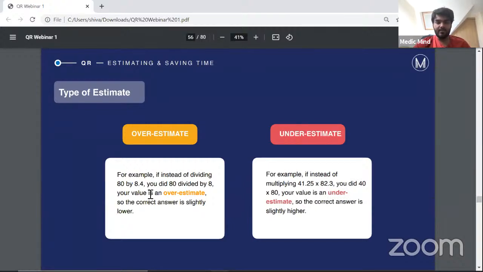And in terms of underestimation, again, if you lower the values in multiplication, like is shown over here, you do 41.25 times 82.3, and you change that to 40 times 80, you actually get a lower value. In division, it's often quite useful to really think about what you're actually doing here. In simple maths, if you increase a value, especially the lower end of the value, which is the 8 and the 8.4, then your overall answer is going to be a lot lower if you increase it more and more.